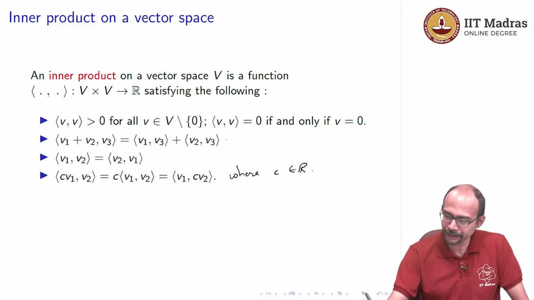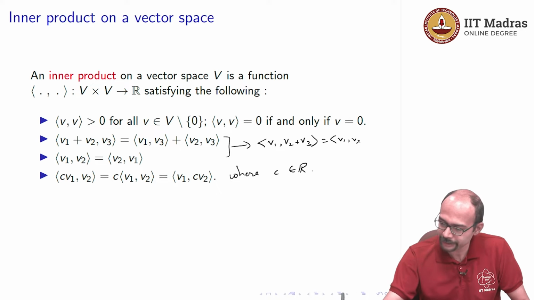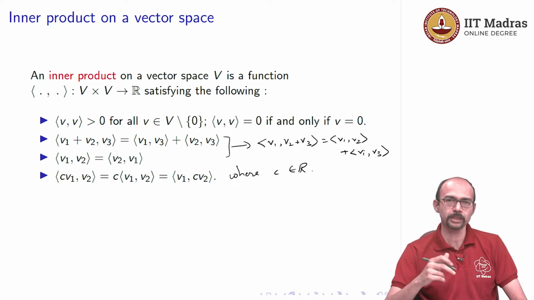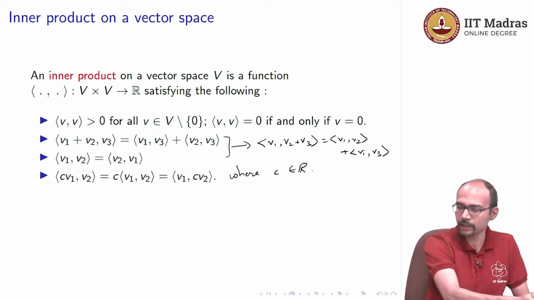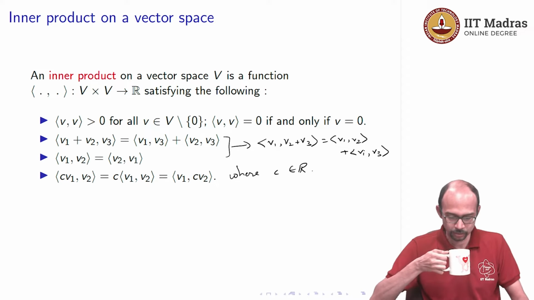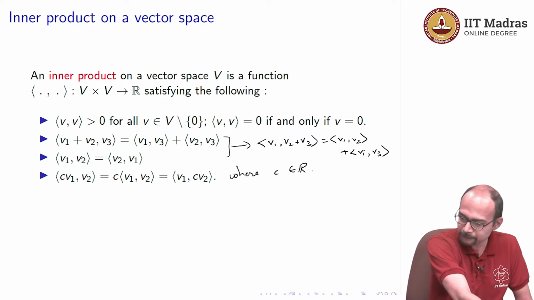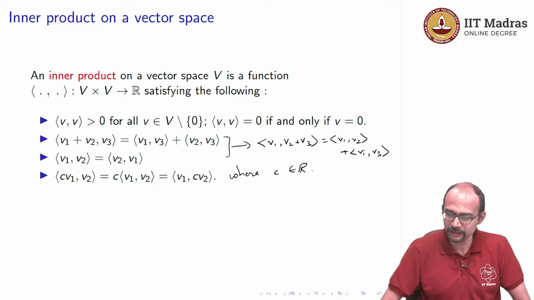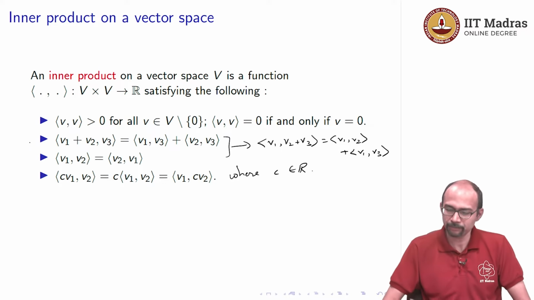I will also point out that using these we can get that V1 comma V2 plus V3 is equal to V1 comma V2 plus V1 comma V3. Because V1 comma V2 plus V3 is V2 plus V3 comma V1, which is then V2 comma V1 plus V3 comma V1, and then you can flip those again to the other side. So, these three together are what is called bilinear. This is a bilinear map, the first and third.